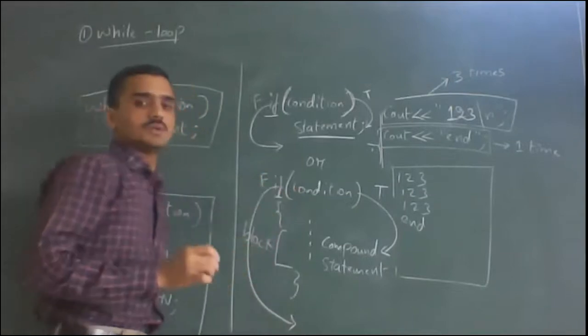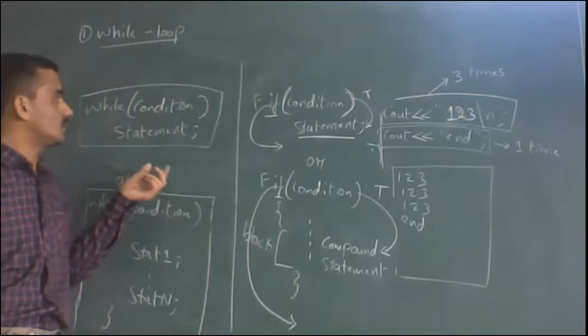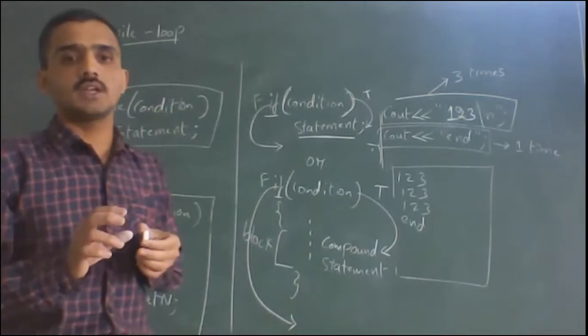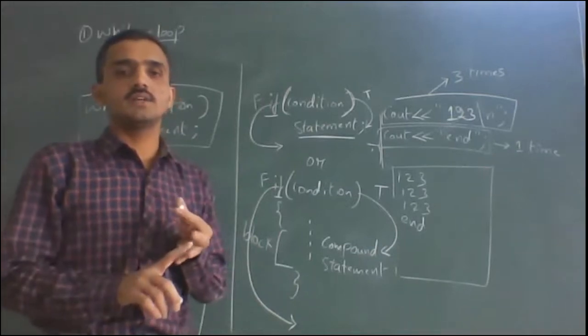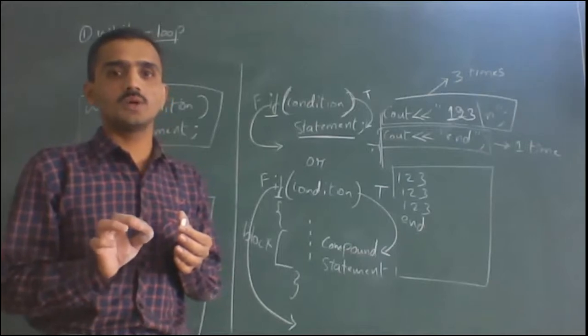Now, when we go to the while loop, it is a little bit the same concept, because here also we write the condition. Wherever you write the condition: in if, nested if, while loop, do while loop, for loop. Remember: if, nested if, while loop, do while loop, for loop.